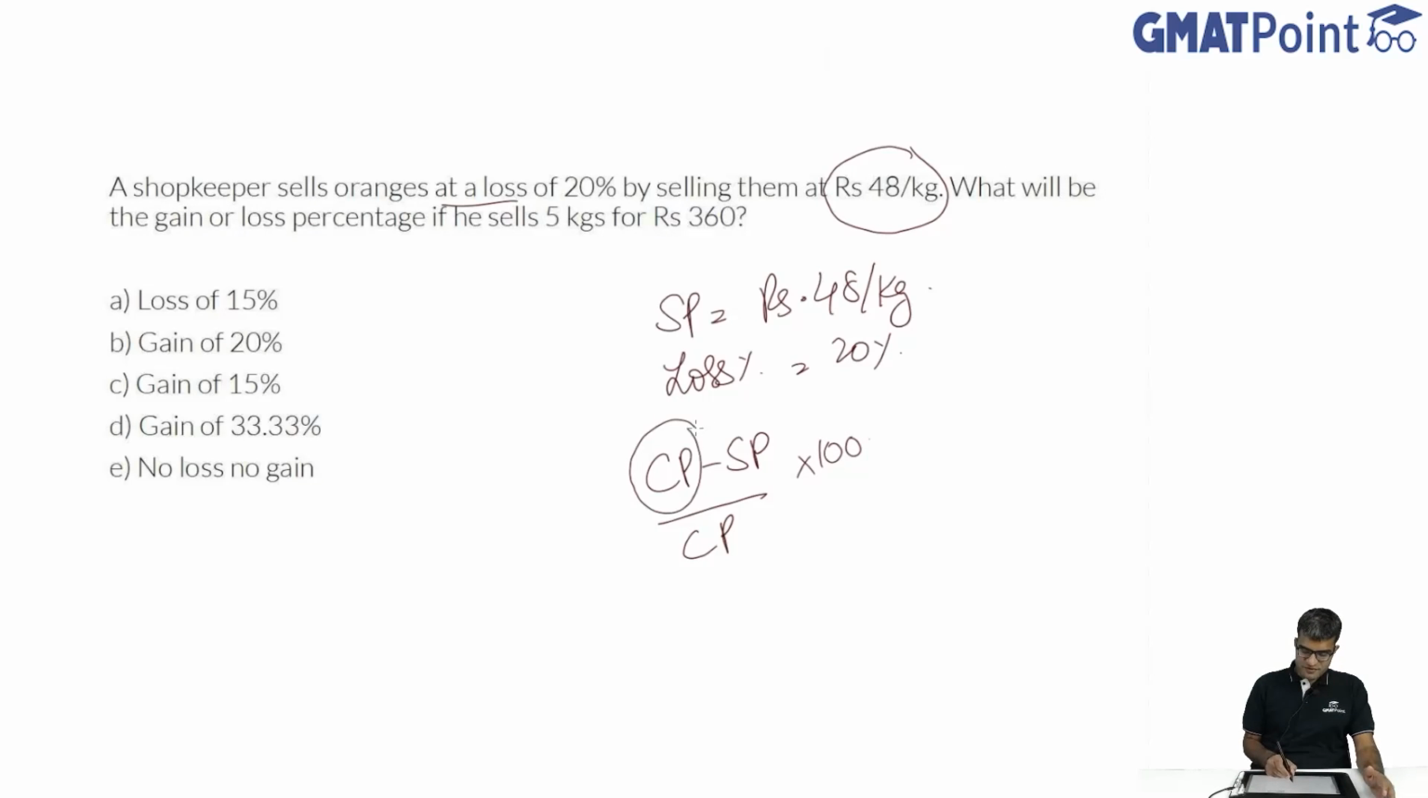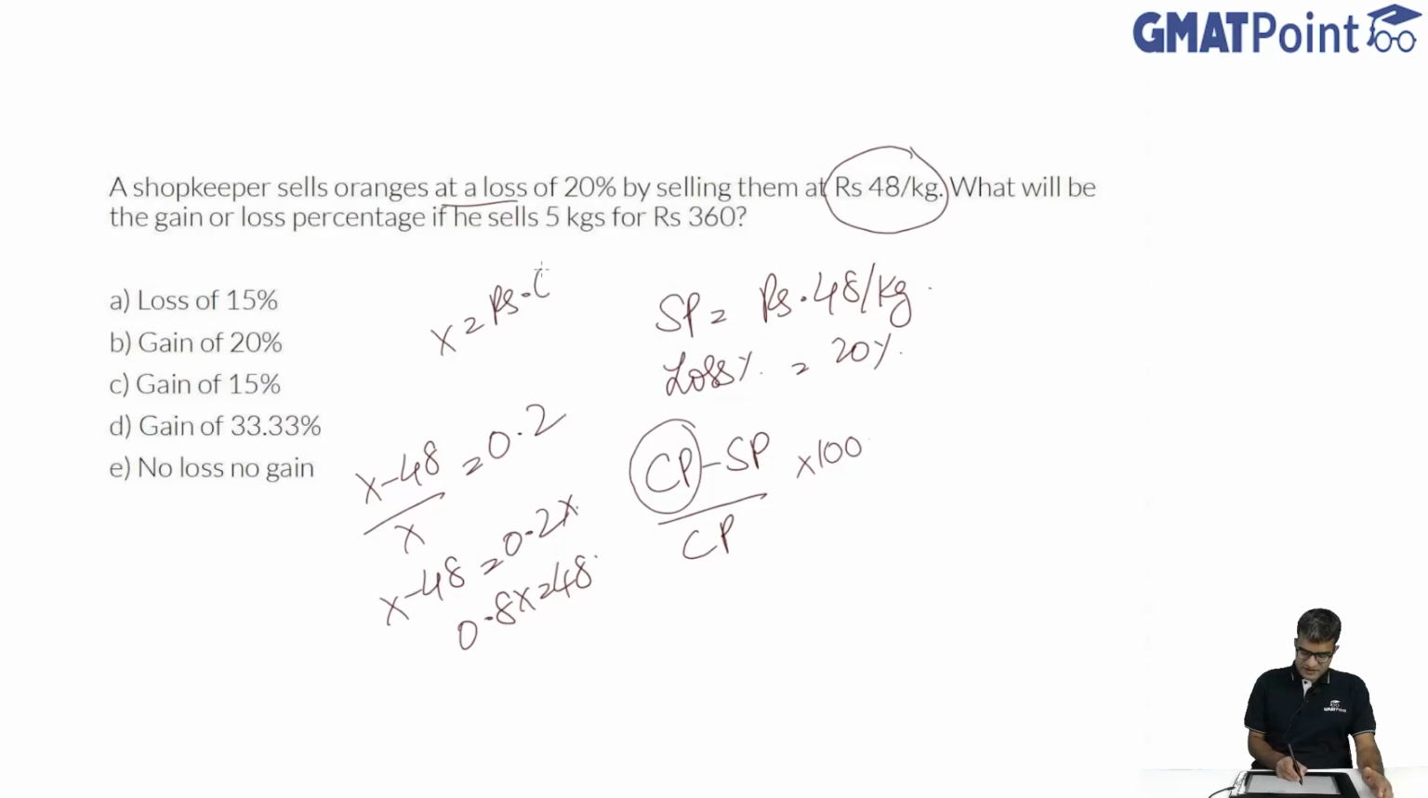So if you assume that the cost price is X, X minus 48 divided by X is equal to 0.2, that is 20%. Or X minus 48 is equal to 0.2x, or the value of 0.8x is equal to 48. So the value of X is rupees 60. So the cost price of oranges is rupees 60 per kg. Now what will be the gain or loss percentage if he sells 5 kgs for rupees 360? If he is selling 5 kgs for rupees 360, the selling price will be 360 divided by 5, which is equal to rupees 72 per kg.